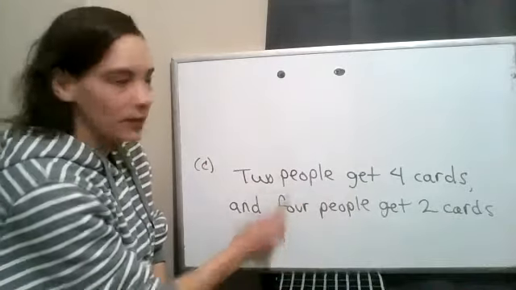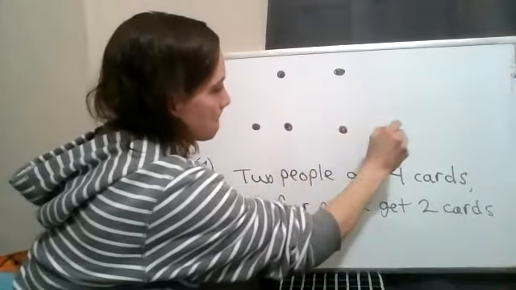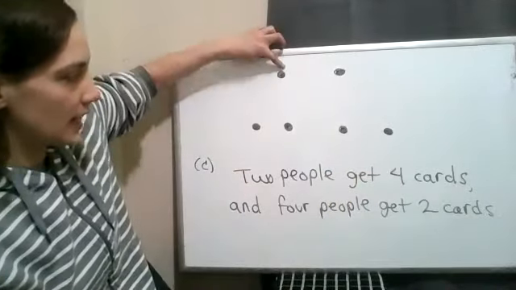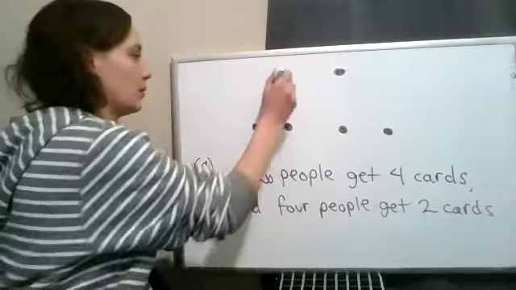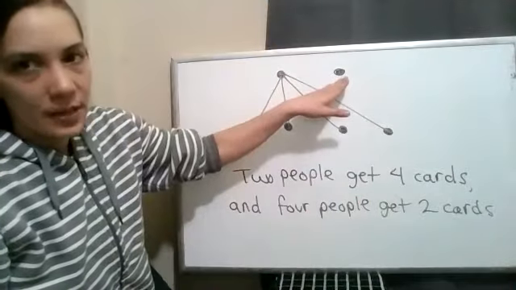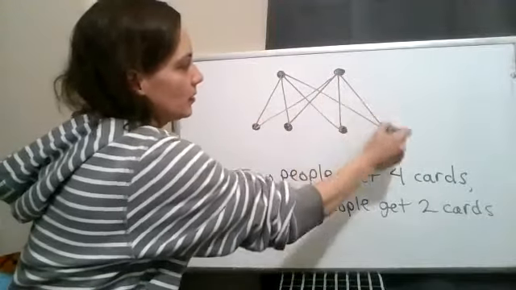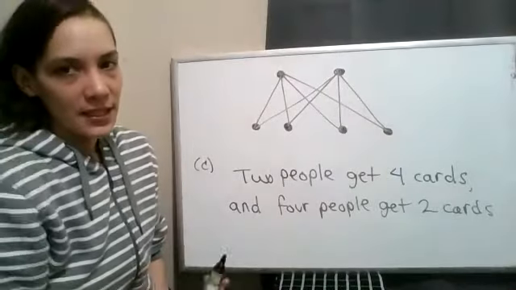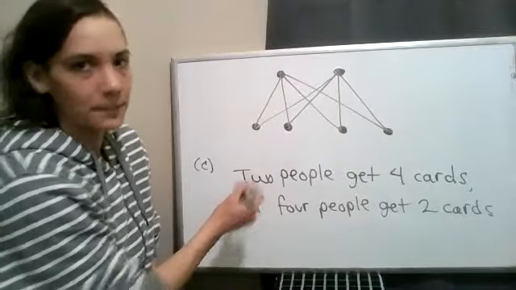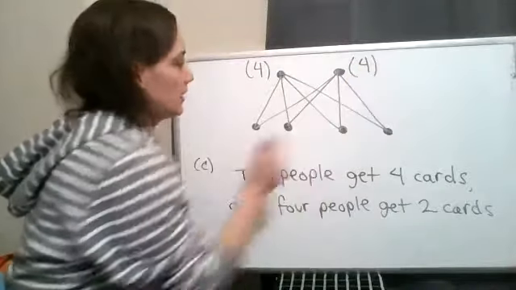Okay, our 4 people are going to go down here. These 2 people are going to connect with all of those 4 people. 1, 2, 3, 4. And same with this person here. We'll go 1, 2, 3, 4. It's easy for me because I've already played around with drawing this before, but it usually takes some time to get that degree. 4, 4. So 2, 2, 2, 2.